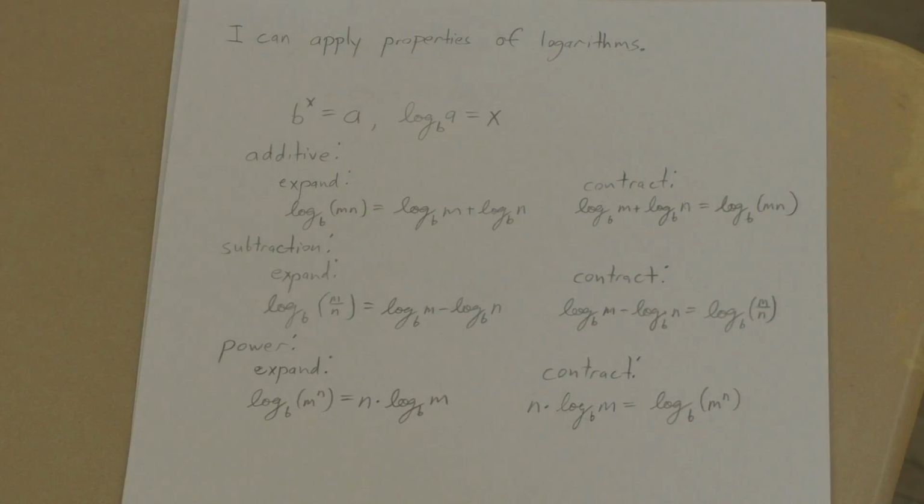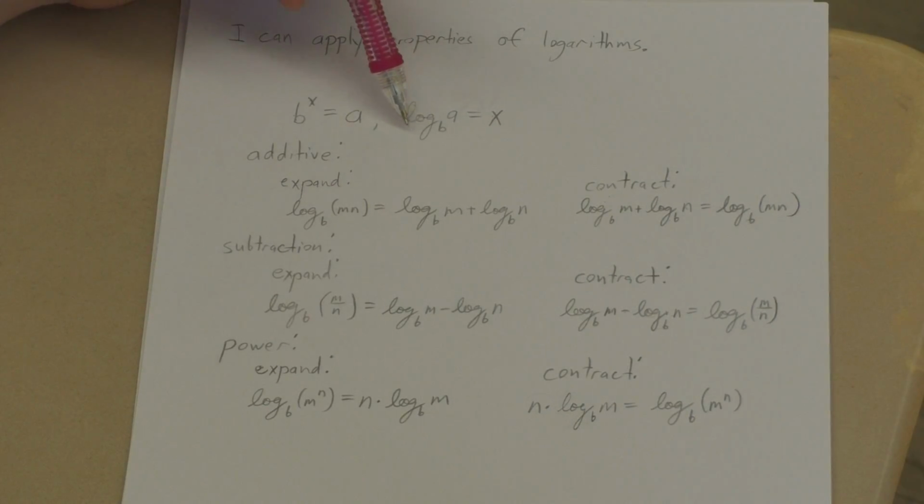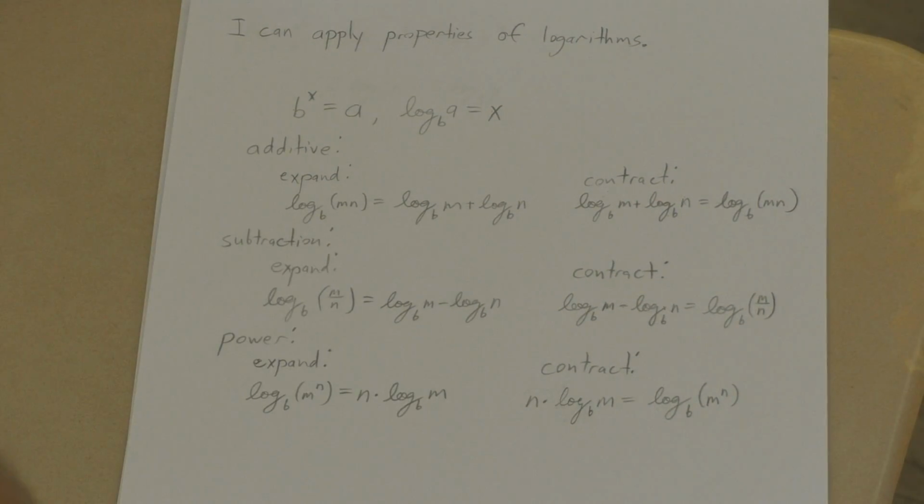I'm going to show you all how you can apply properties of logarithms. So first, let's talk about what a logarithm is. We have an exponential equation where some base b raised to the x equals some number a. If you rearrange this with a function called a logarithm, you take the logarithm with the base b of this number a, and it will give you x. That's what a logarithm does.